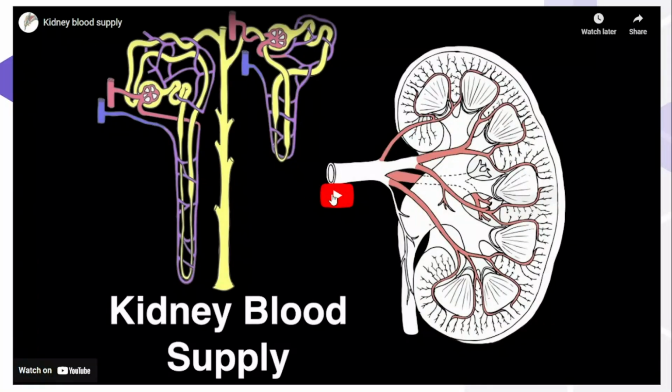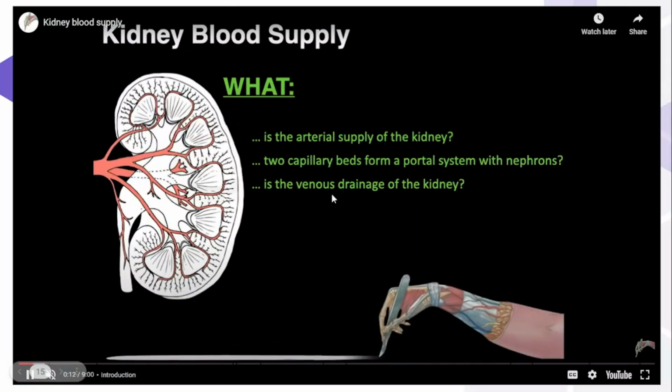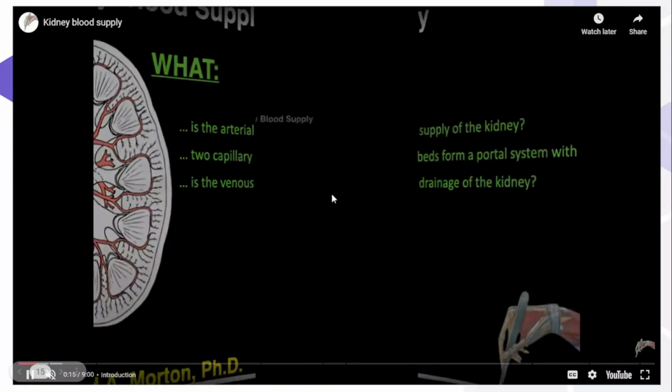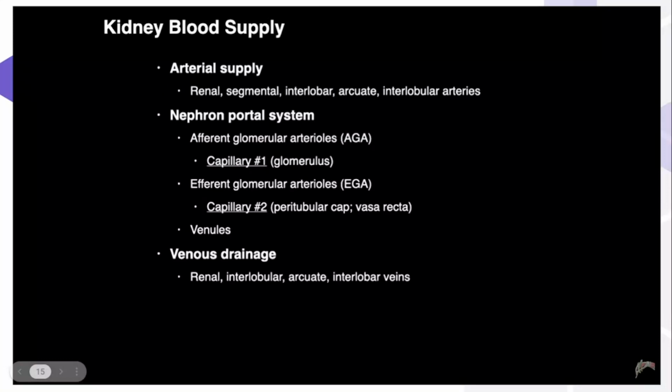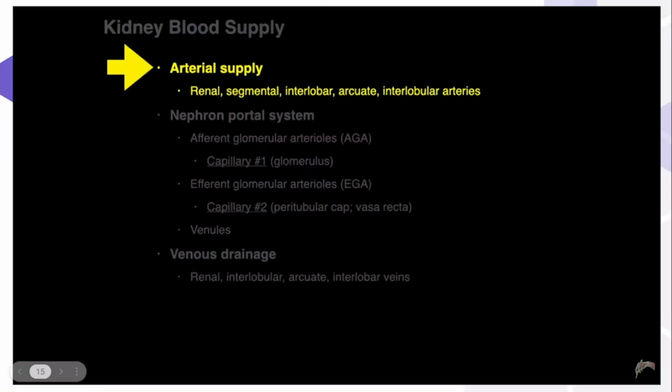For better understanding, I am going to share a video about the blood supply of your kidney: arterial supply, nephron portal system, and venous supply or venous drainage. Arterial supply is the segmental artery.